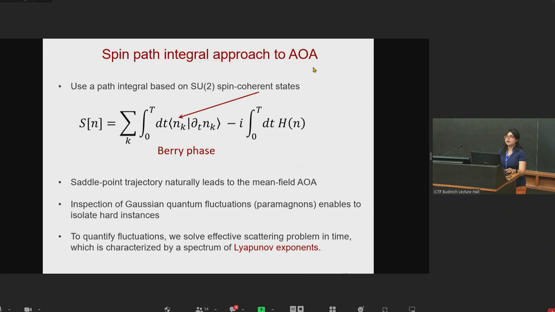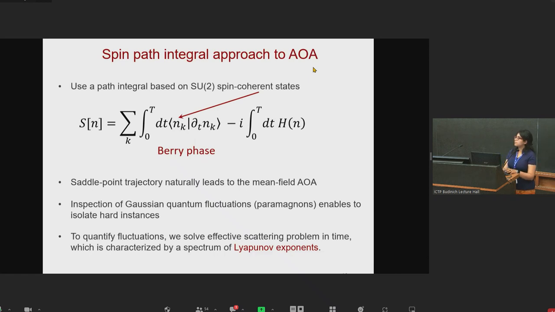And now that we have got an exact result from our classical algorithm, next we would like to incorporate the Gaussian quantum fluctuations around this classical path and see what happens. So in order to incorporate the Gaussian fluctuations around the classical path, we need to consider an SU(2) spin coherent state path integral whose saddle point trajectory is equivalent to our classical algorithm. The saddle point trajectory is equivalent to the classical path.